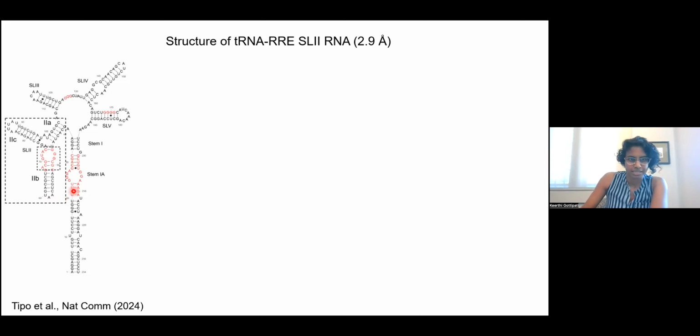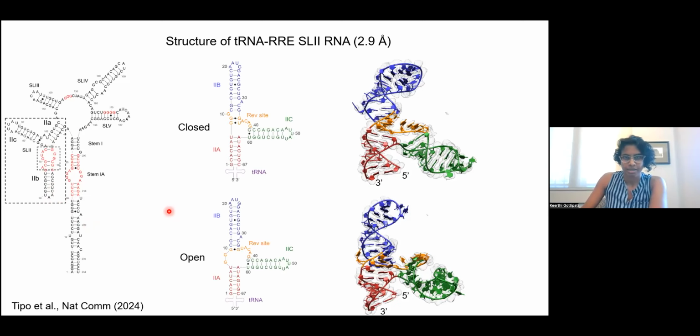So we recently determined the structure and published it. I'm not going to go into too much detail, but just to say that using the tRNA scaffold approach, we were able to crystallize this. And we found that the stem loop 2 exists in two conformations, or we were able to capture two major conformations of this RNA, a closed conformation and an open conformation.